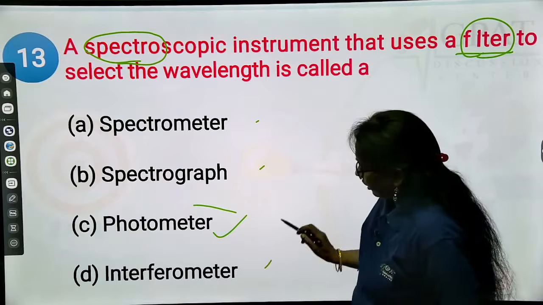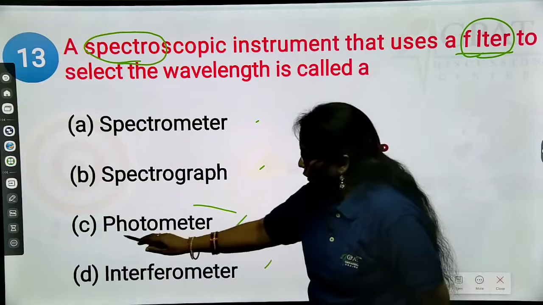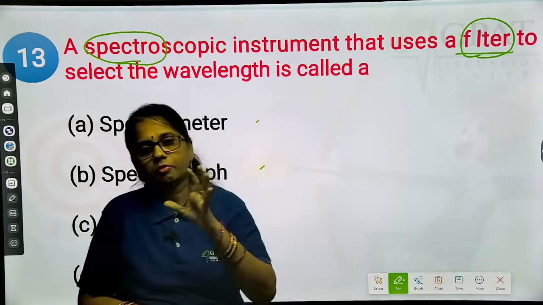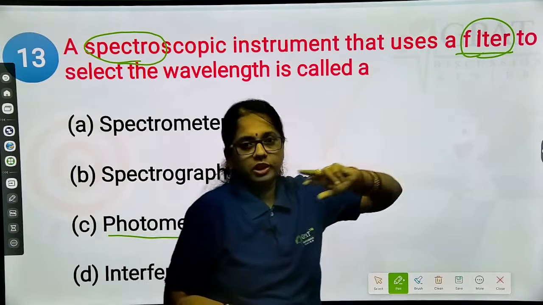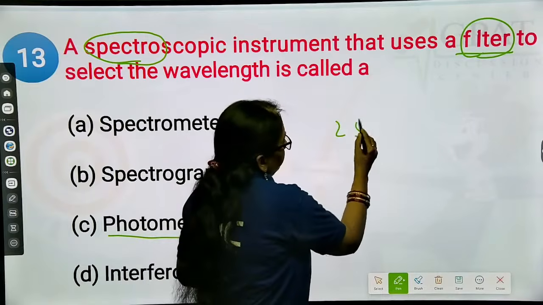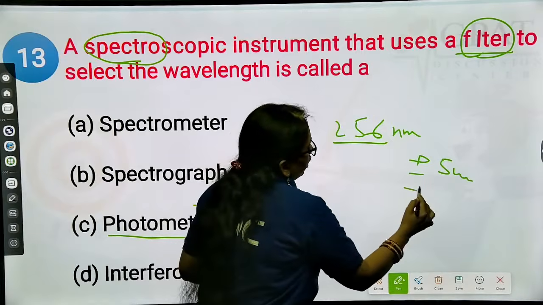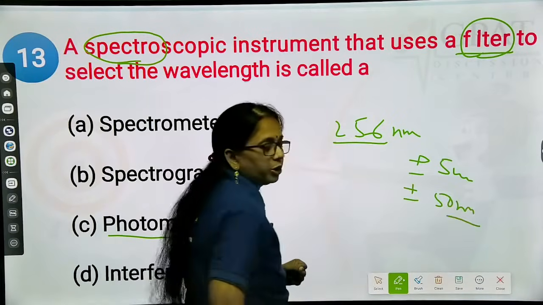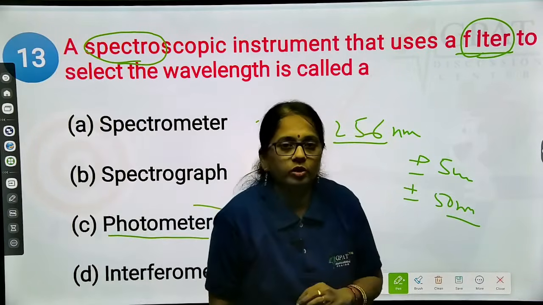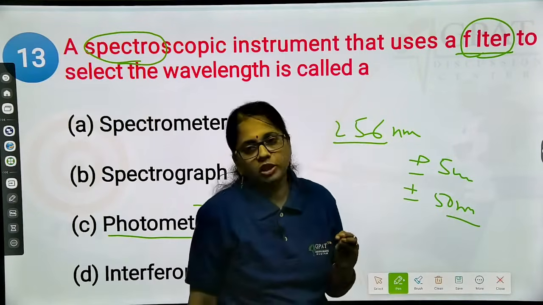Spectrometer, spectrograph, interferometer, these are not the suitable answers. Photometers means simple filters we are going to use, in order to have the absorbance at a particular wavelength. Those filters have plus or minus 5 nanometer or plus or minus 50 nanometer bandwidth, which is very high in case of the filters. So, whenever filters are used, we cannot get the spectra for the compound, only the absorbance at a particular wavelength.